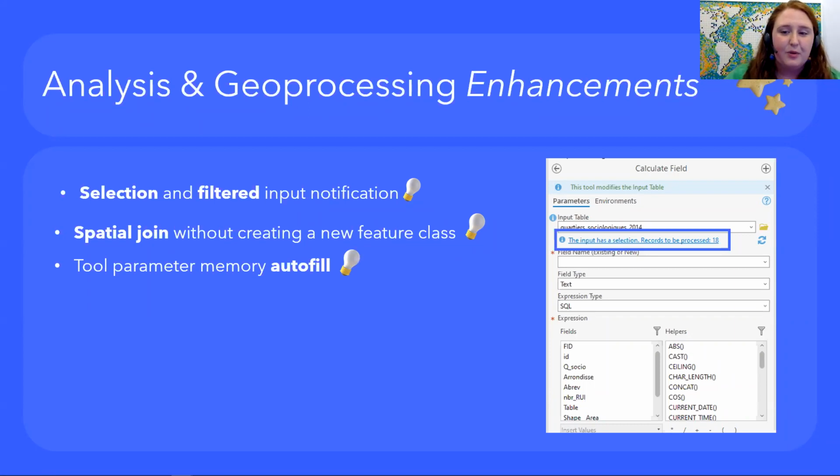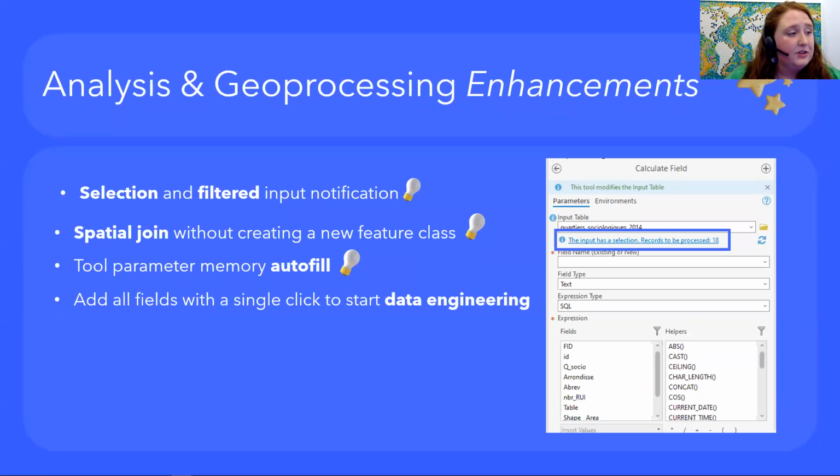Tools that are activated from the ribbon will now also have an autofill memory for many of those tools, so they contain the previously run settings. So if you are running, let's say, a calculate field with a fairly long SQL expression, and you end up having to run it again, you won't have to rebuild those expressions. It will maintain it in memory, and you can just go ahead and run the tool again, making workflows, again, a little bit easier.